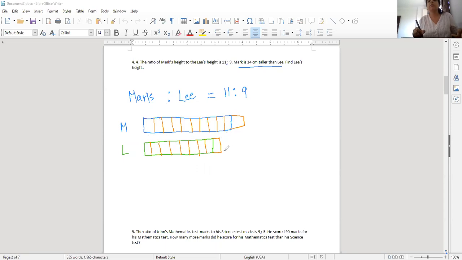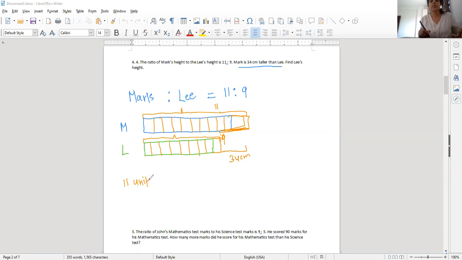And you are given that the difference in the height is how much? 34 centimeters. This is the difference in the height. Can you see? This much is how much bigger Mark is. So this is the difference in the height, until here, so this is 34 centimeters. Now Mark is 11 units and Lee is 9 units.